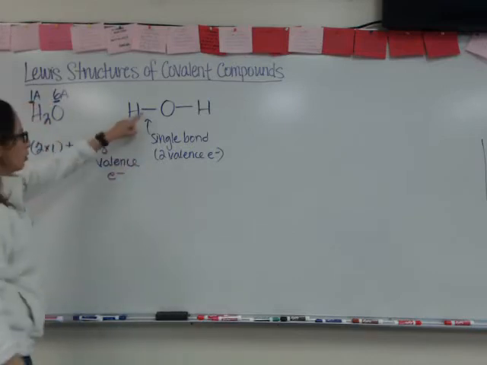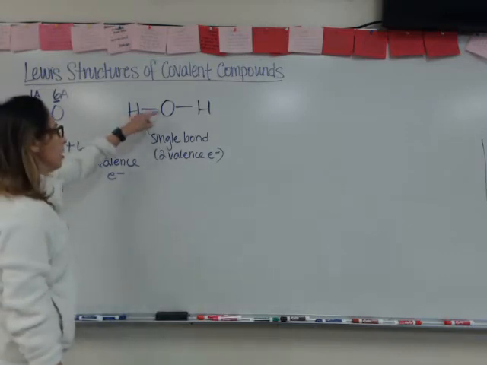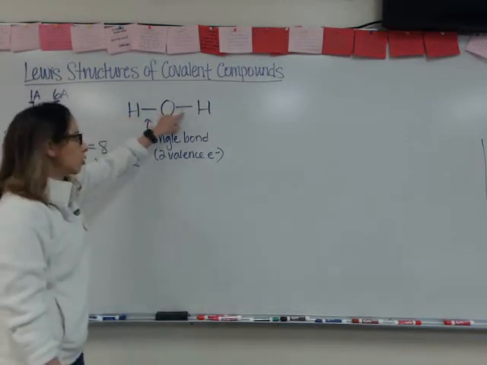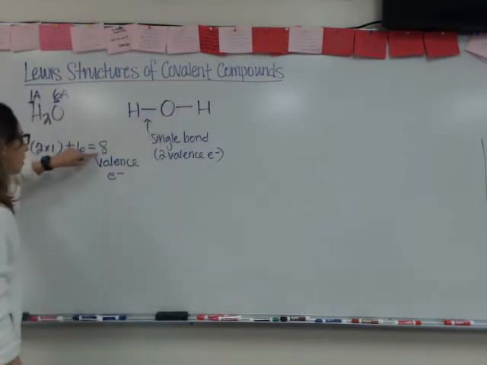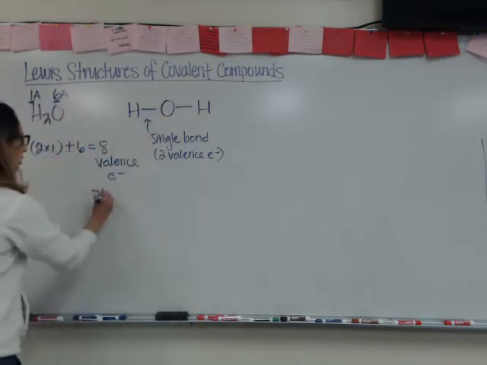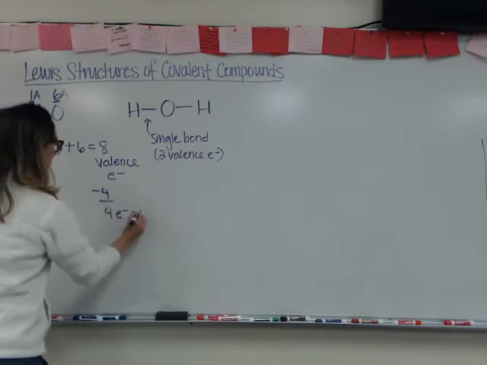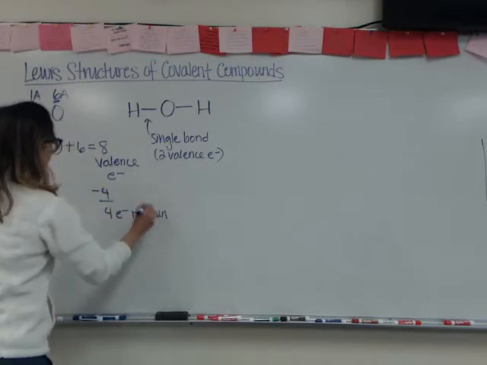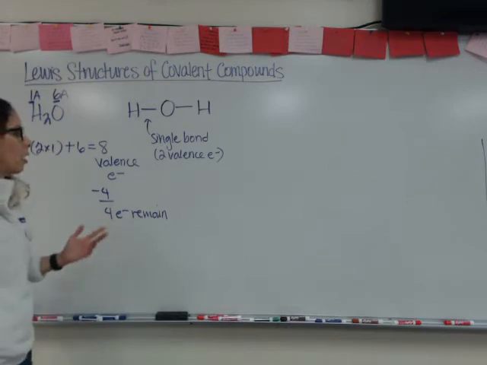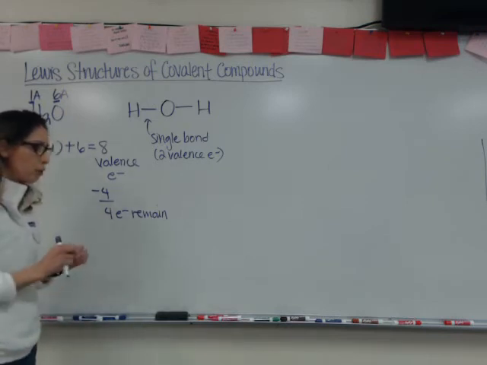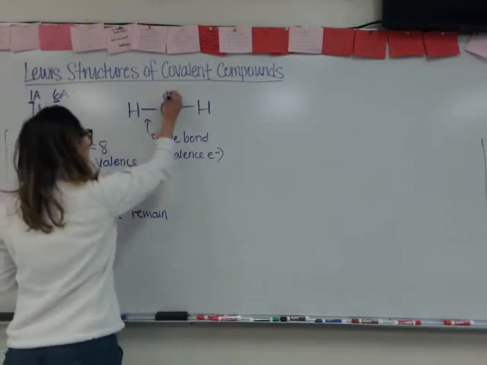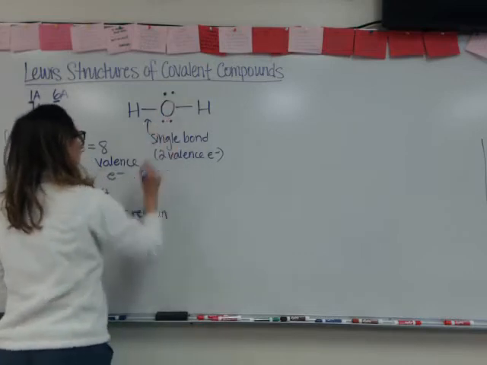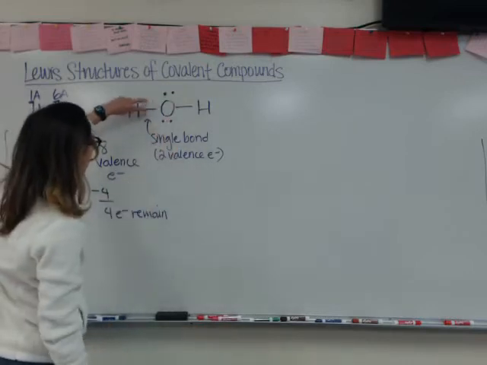I used 2 here in this single bond and 2 here in this single bond. So I used a total of 4 when I drew in my single bonds. 8 minus 4 leaves me with 4 electrons remaining. What you do with the remaining electrons is you put them on in pairs. You never separate them. They're always in pairs. You put them on in pairs here on the oxygen. You don't put them where you've drawn a single bond.